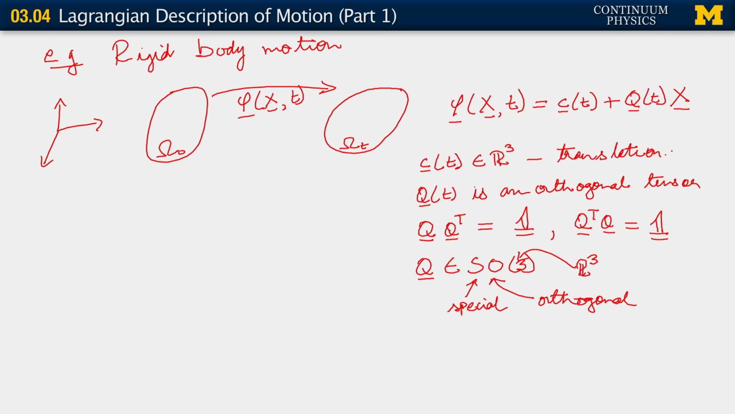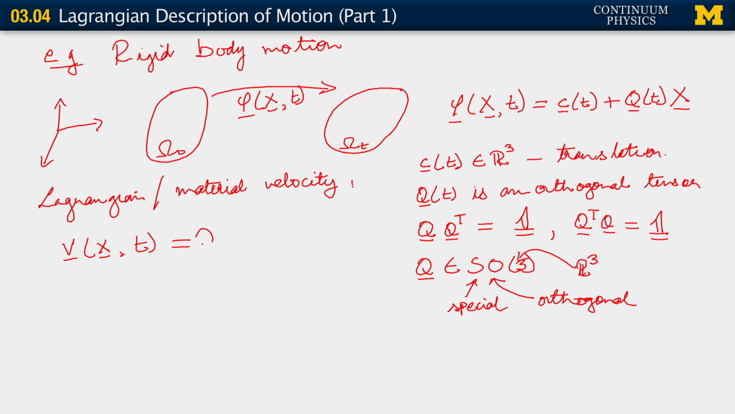So this is what we have. We have this motion, and the idea is just this, right? The body can translate and rotate. Let's write out the velocity, right? So the Lagrangian velocity from here is easy. The Lagrangian or material velocity V of x comma t is partial with respect to time of phi.